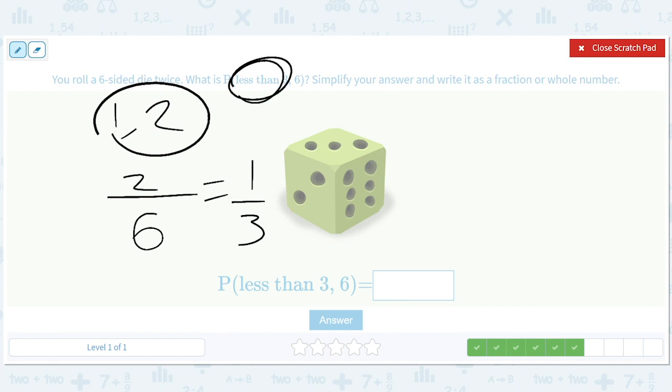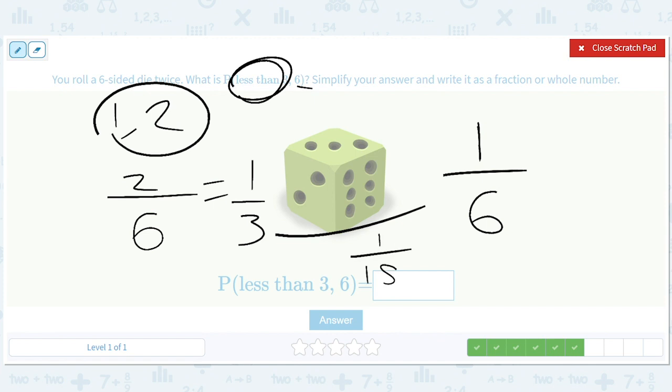The second time, you have to roll a 6, right? So what's the probability you have to roll a 6? Well, that's 1 out of 6. There's 1 six out of 6 numbers. So when you multiply these things together, you get 1 over 18. So the answer is 1 out of 18.